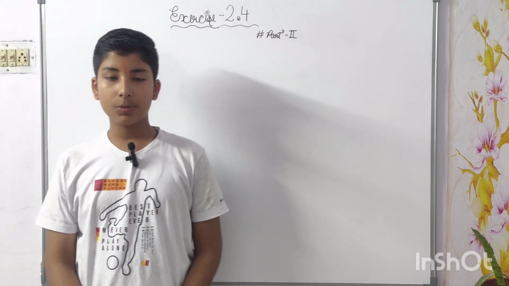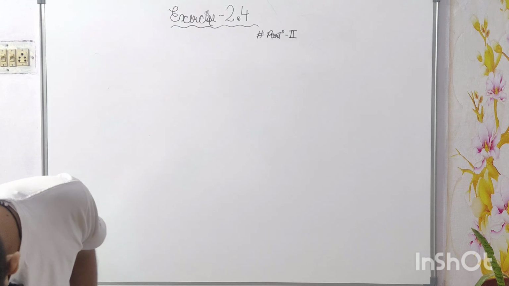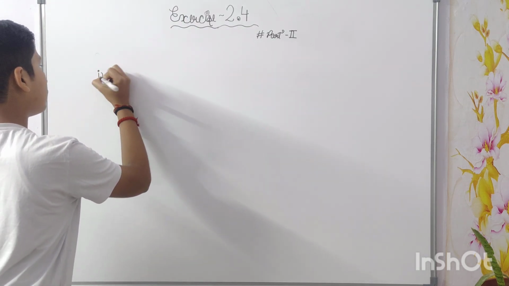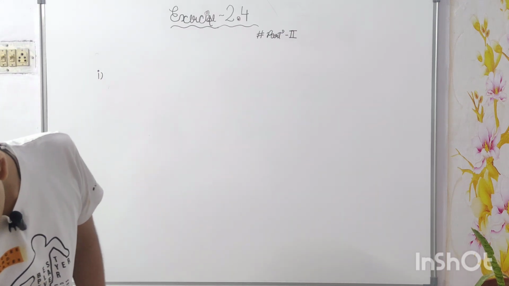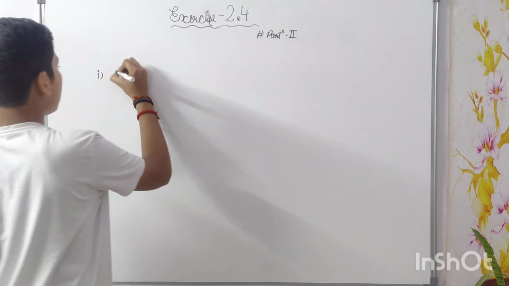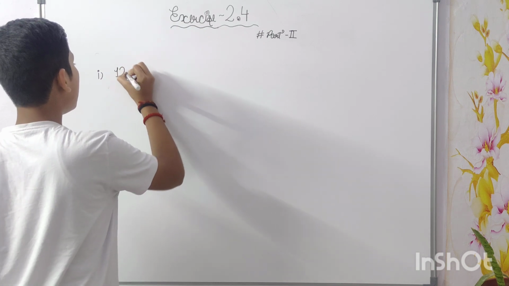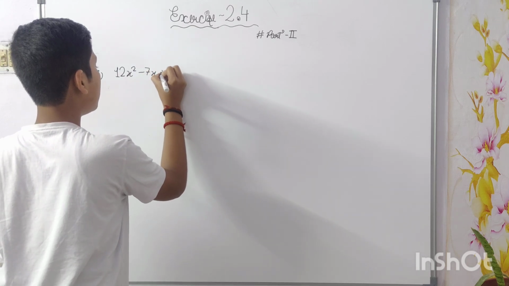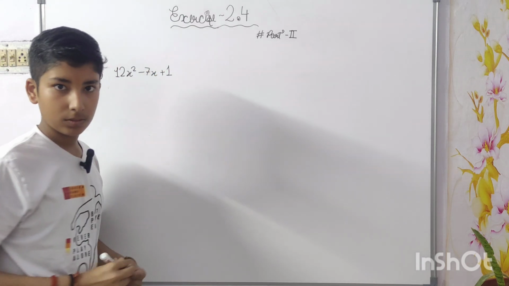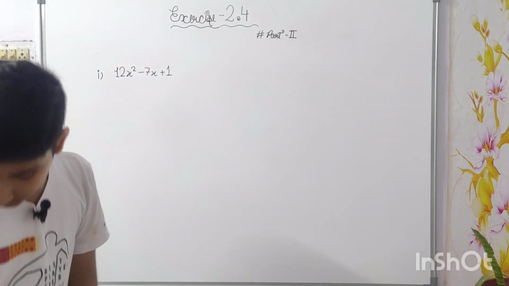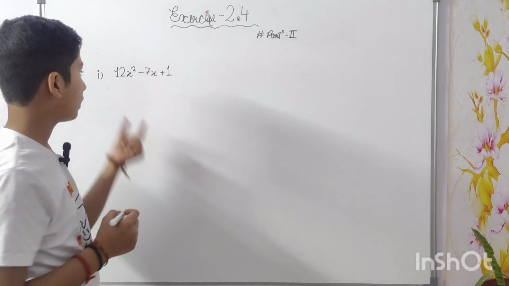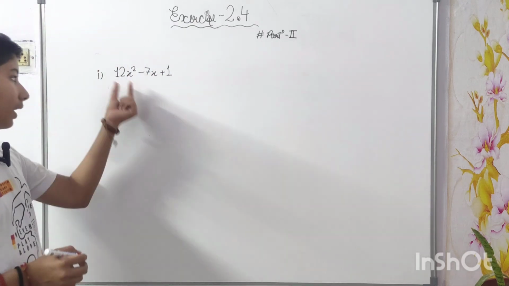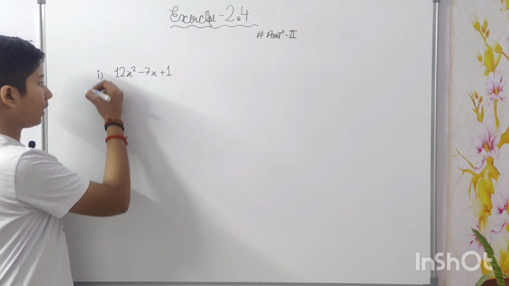So friends, now we will come to our next question, which is a factorization. We have to factorize the following: 12x square minus 7x plus 1. Let's solve it. How will you solve it? See, firstly you have to multiply 12 and 1. This is middle term splitting. It cannot be done using that identity.